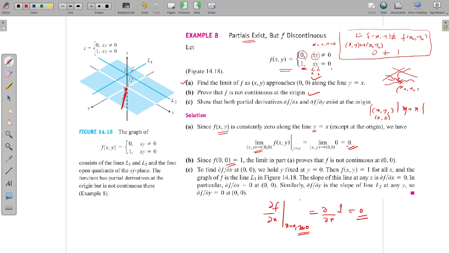Similarly, when you consider dou f by dou y at x equal to 0, y equal to 0, we need to set x equal to 0 always. x equal to 0 means the product is always 0, so again the function value is 1, and the derivative is again 0. This shows that the partial derivatives of this function with respect to x as well as with respect to y exist and are 0, but f is not continuous. So there is no direct relation between partial derivatives and continuity of a function.